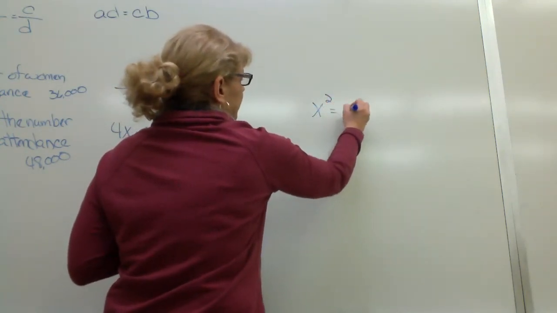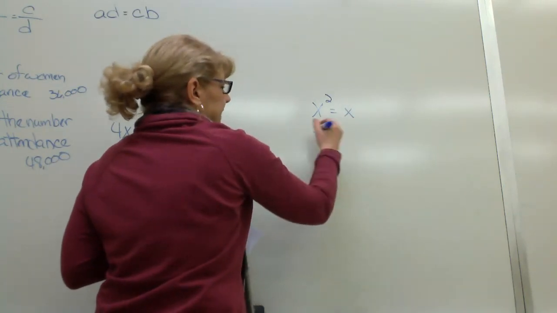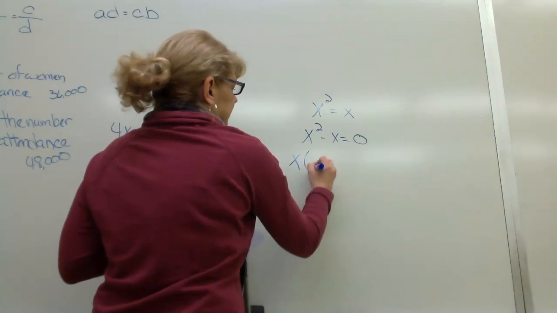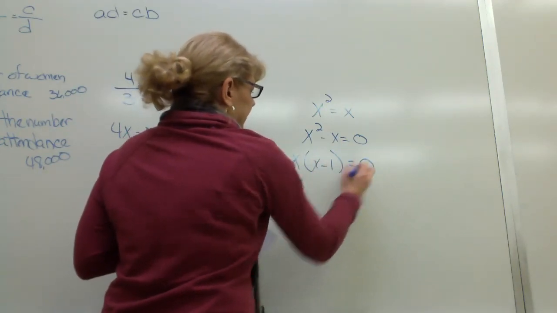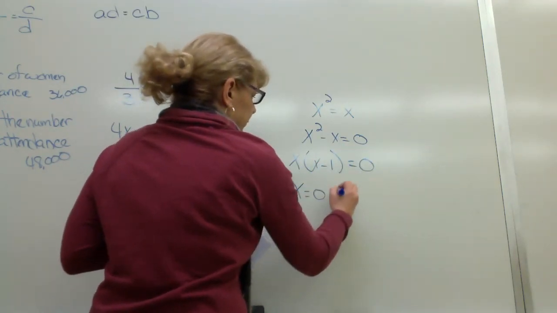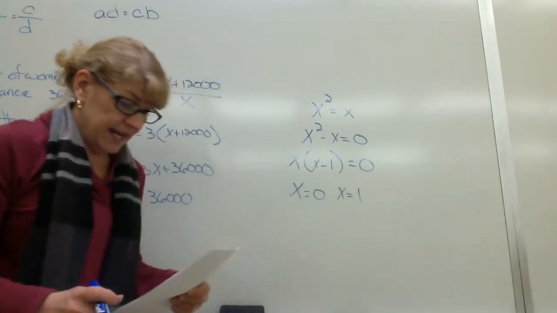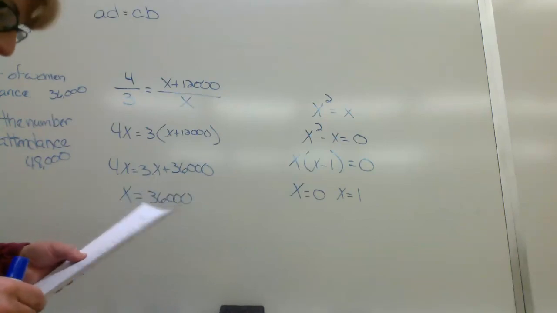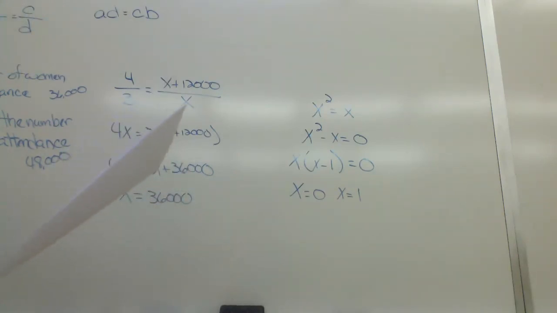I have x squared is equal to x. Subtract the x from both sides, factor that, and then you will get both solutions. x is equal to 1 and x is equal to 0. You just have to be careful not to divide that x away because you can lose a solution there.